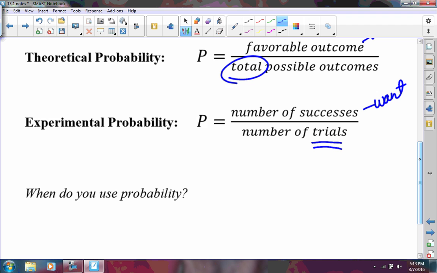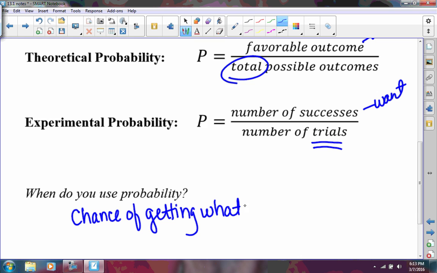And we use probability when we're trying to calculate the chance of getting what we want. So when there's a chance of getting whatever we want, it could be winning the lottery, it could be picking a certain type of candy out of a basket, getting a certain grade on a test. So whatever we want, whatever that favorable outcome is compared to all the possible outcomes, then that's when we're going to use probability.